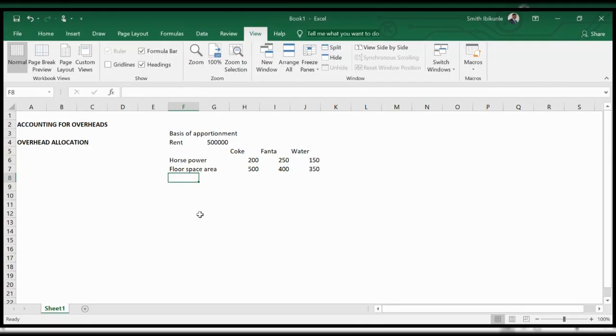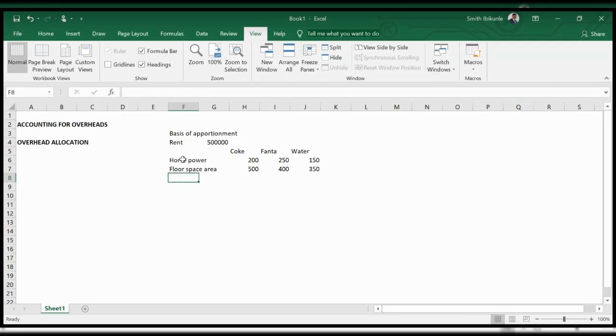They can give you like 3, 4, 5, right? So which of these is best to share rent? This one is horsepower. Horsepower has to do with how much light is consumed, right? So the light that is consumed in your factory is dependent on the horsepower of your machine. If your machine has a very high horsepower, it will consume more light. So that means this horsepower is useful in sharing light bill or electricity bill.